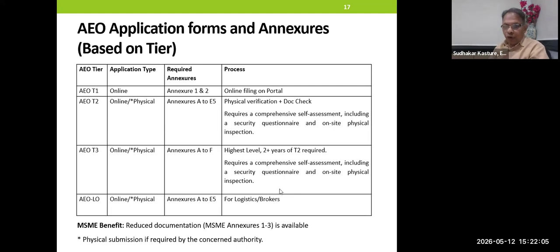So, AEO forms and annexures: Annexure 1 and 2 for Tier 1, Annexure A to E5 for Tier 2, Annexure A to F for Tier 3, and if you are a logistic operator, Annexure A to E5. This is the process that you have to carry out. These documents you have to file. MSME benefit, reduced documentation is available, and physical submission if required by the concerned authority. So this is how the process has to be followed.